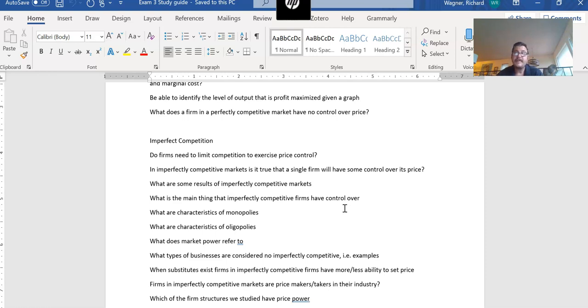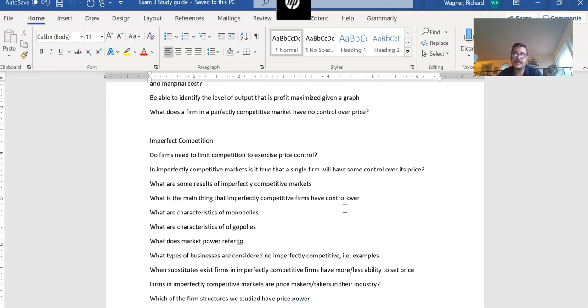What are characteristics of monopolies? Okay, well, they are the market. There is a single firm. They also choose output where marginal revenue equals marginal cost, but they price up to the demand curve. So remember, they follow it up to the demand curve. Okay, so it's a single firm with price power, and they are the market. The demand curve is their market.